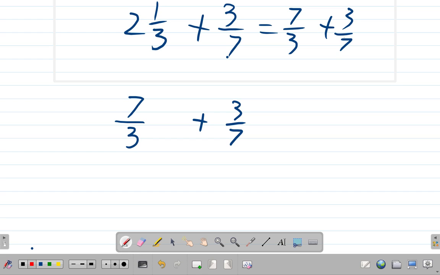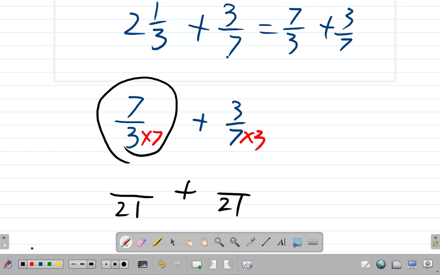So we see what happened here. If we multiply 3 by 7, we would have a number over 21, plus, and if we multiply 7 by 3, we have another number over 21, so we'd have the same denominators. You see that? But when you say 3 times 7, you change the fraction. All of this fraction will change.